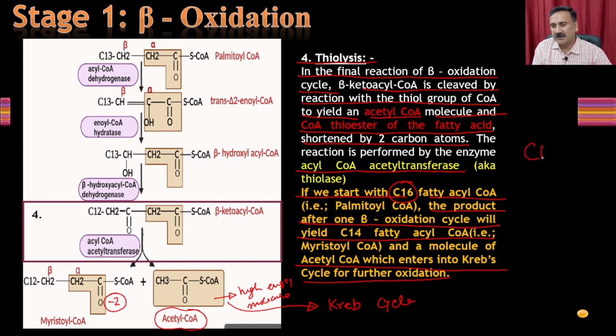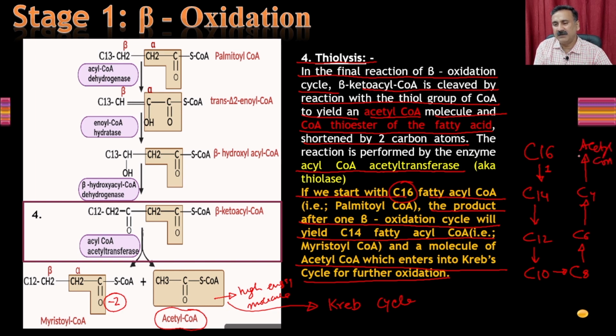Which means if we started with C16, after the first round of beta oxidation it is going to form the C14. After that, it is going to form the C12, then C10, like that. It's going to be C8, then C6, C4, and then ultimately it is going to form the acetyl CoA, right? This is going to be C2. So you can see how many beta oxidations are going to happen: 1, 2, 3, 4, 5, 6, and 7.